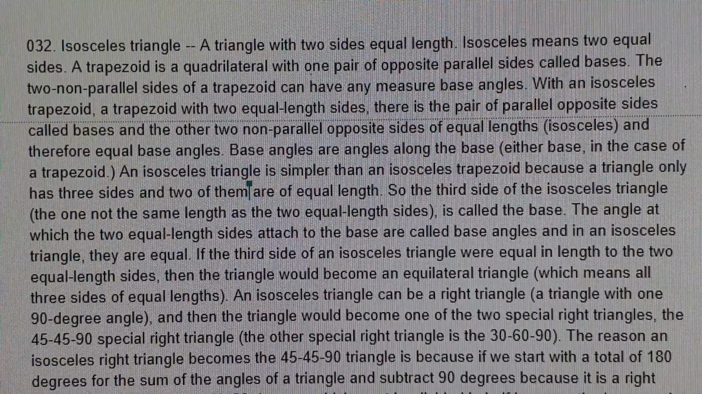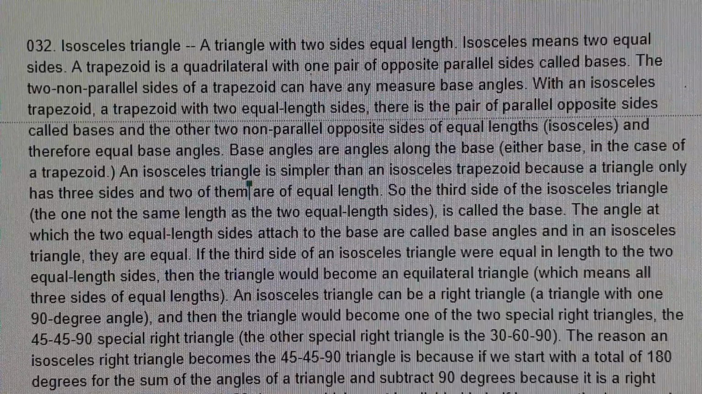Isosceles triangle. A triangle with two sides equal length. Isosceles means two equal sides.